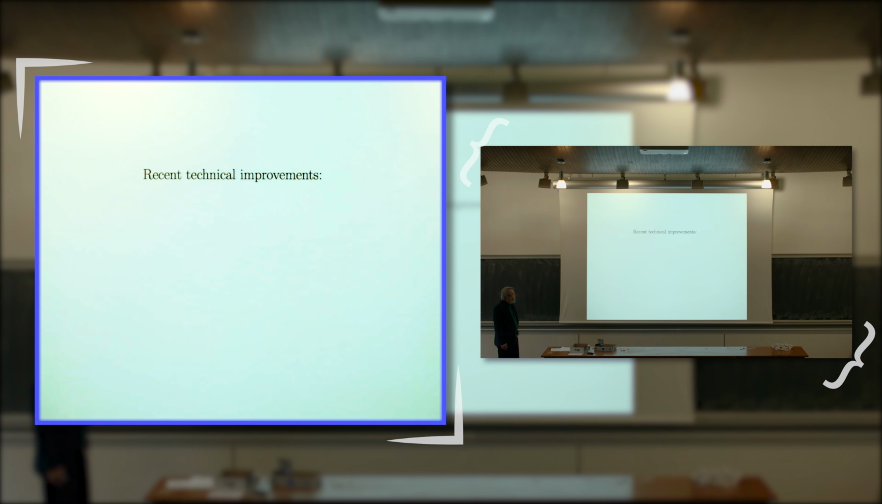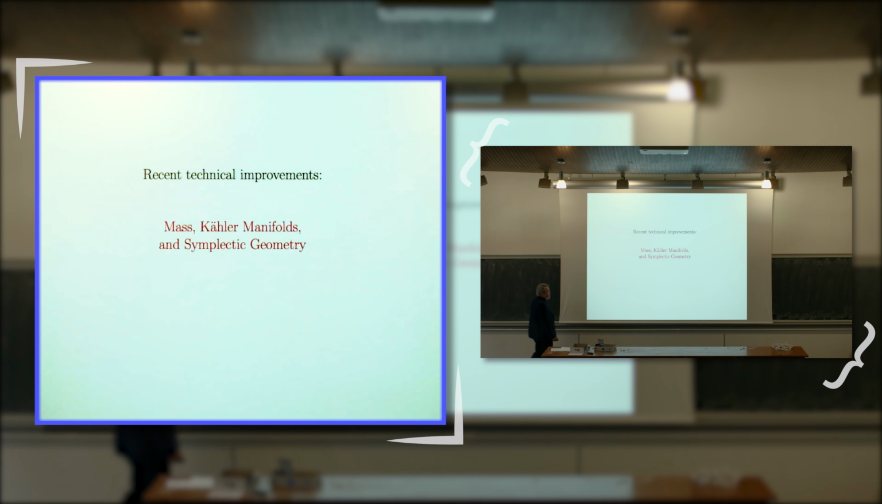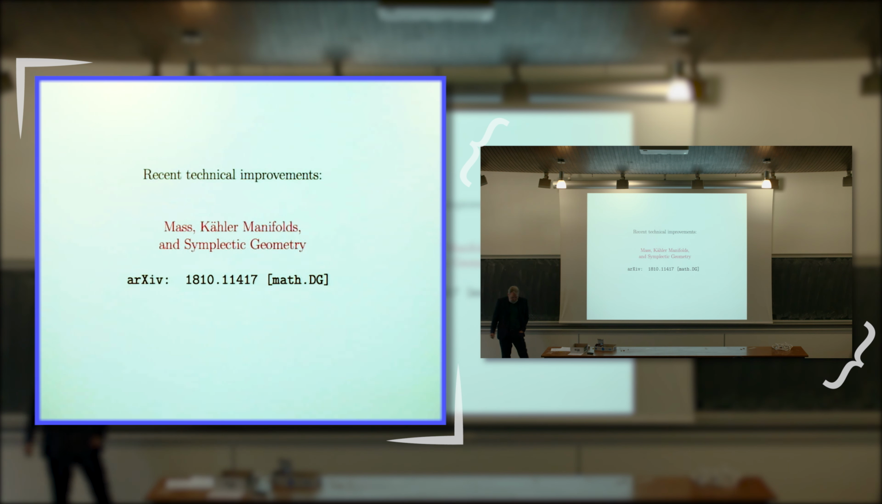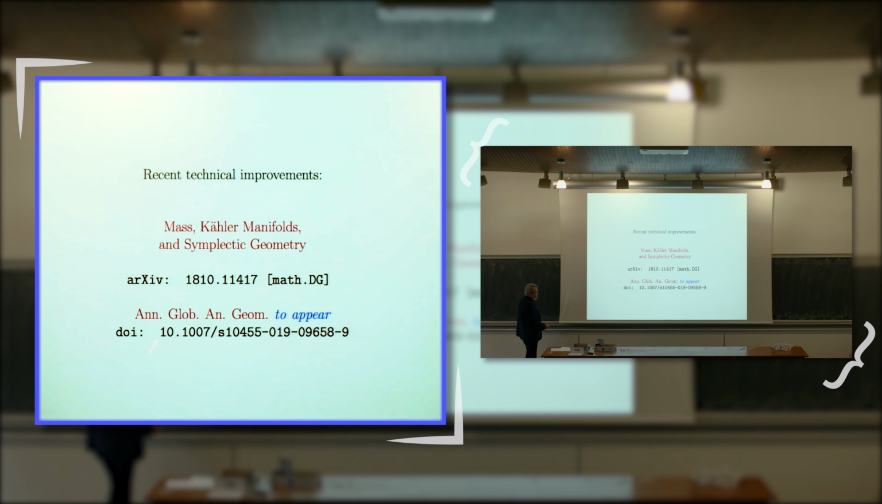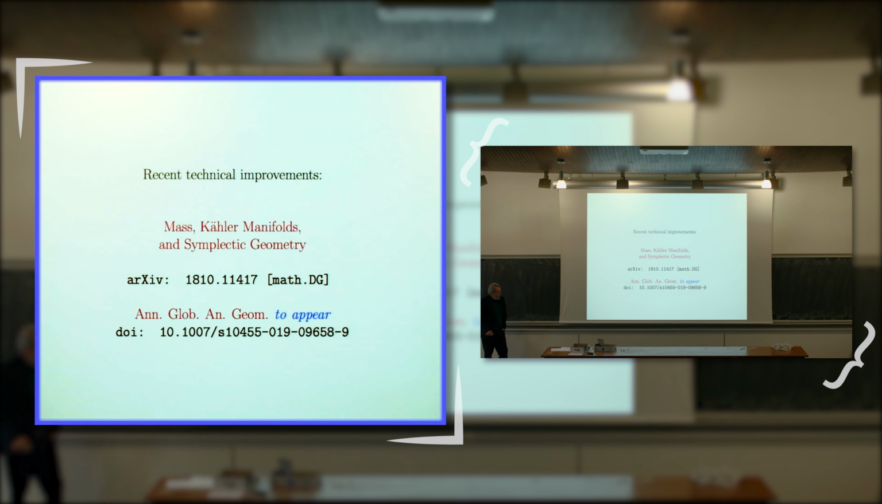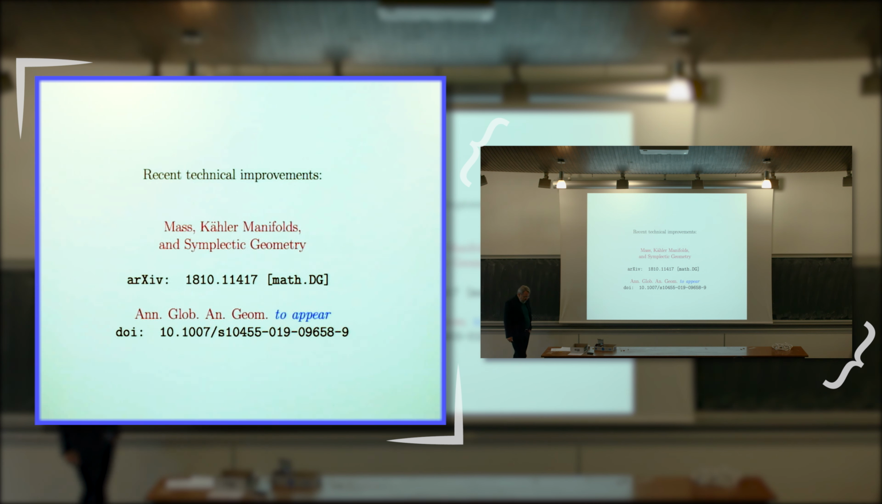These technical improvements can be found in a more recent paper, Mass, Kähler Manifolds and Symplectic Geometry, which appeared in the autumn on the arXiv, and which will appear in the Annals of Global Analysis and Geometry. In fact, there's already an online first version of the paper available. On the other hand, the arXiv is definitely free, so it may be an easier version. If you go to my homepage, you'll find a link in order to be able to read it for free.